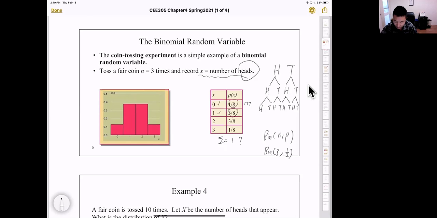Right. So as long as we can figure this out, we can easily calculate, for example, what is the probability that we have 2 heads, or 1 head or less, or less than or equal to 3 heads, for example.